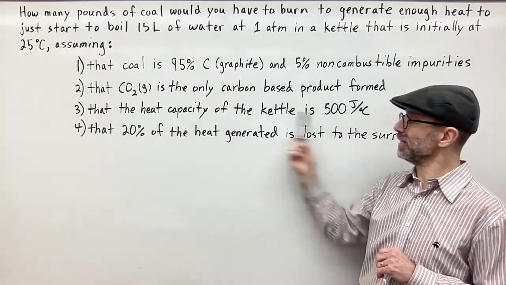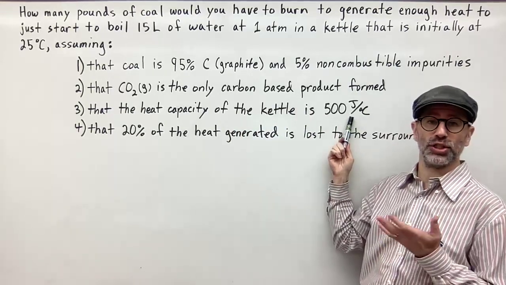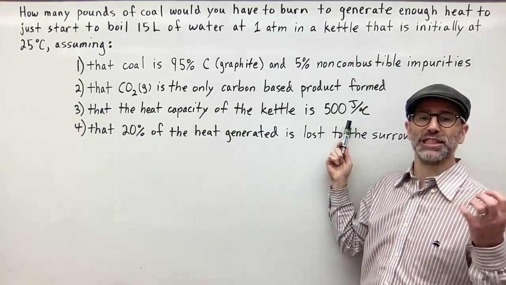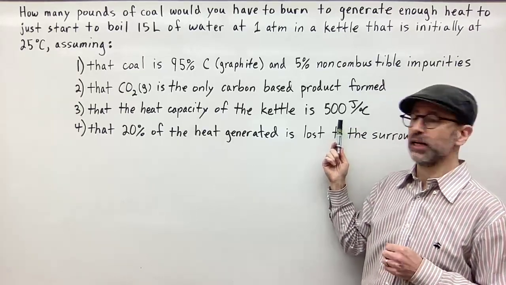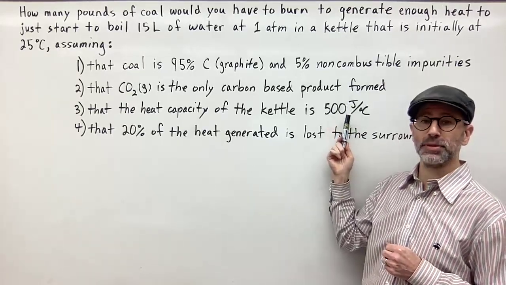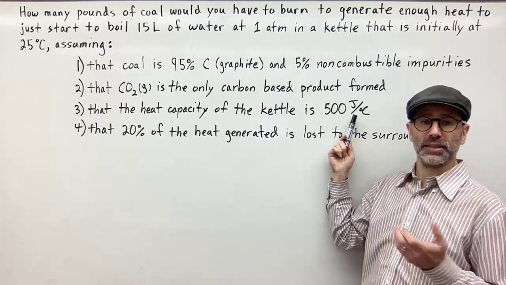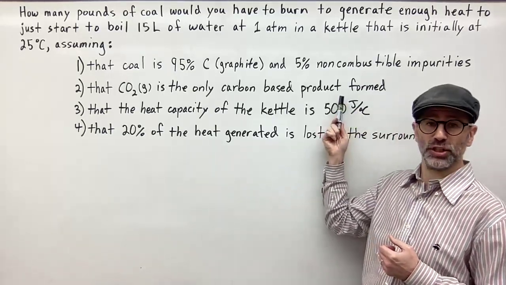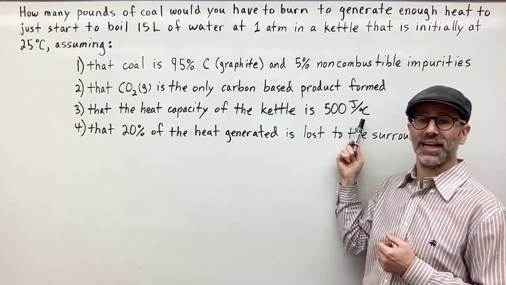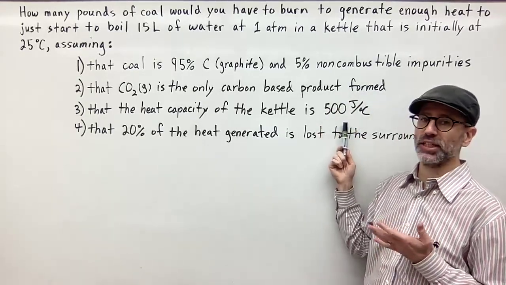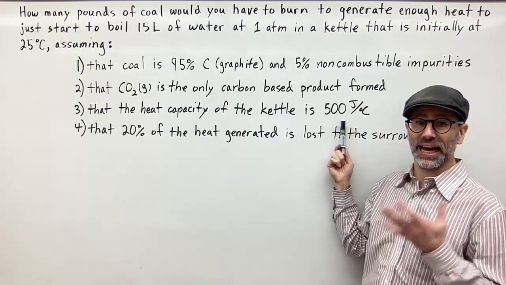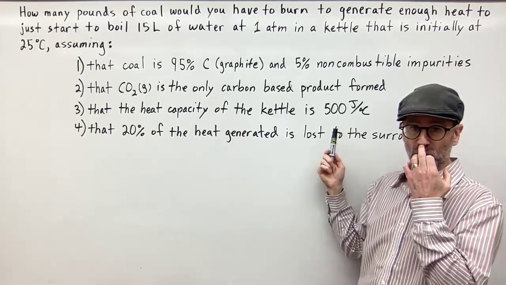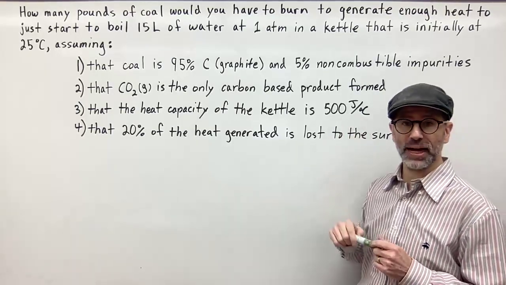Now, notice this is heat capacity. Notice the units. It's joules per degree Celsius. If it was specific heat capacity, it would be joules over grams per degree Celsius. But since this is heat capacity, the units are just joules over degrees Celsius. This should give you an idea of what you need to do in order to get the energy absorbed by the kettle. I'll talk more about that in a moment.